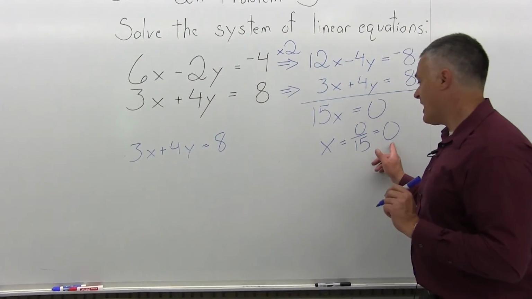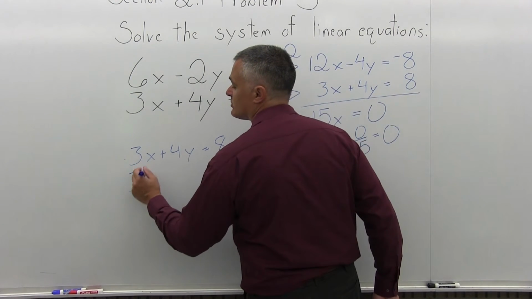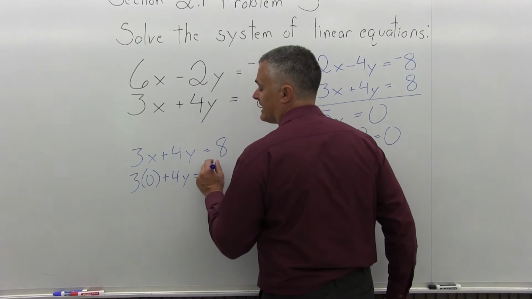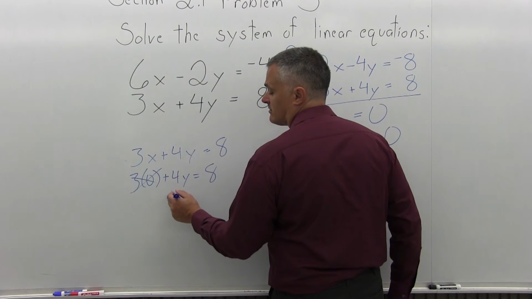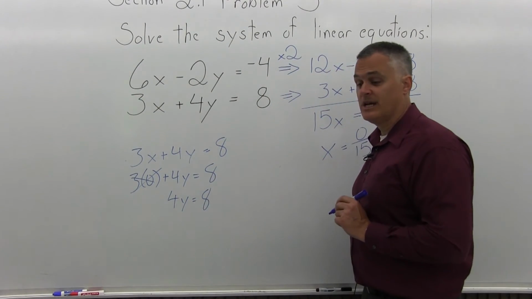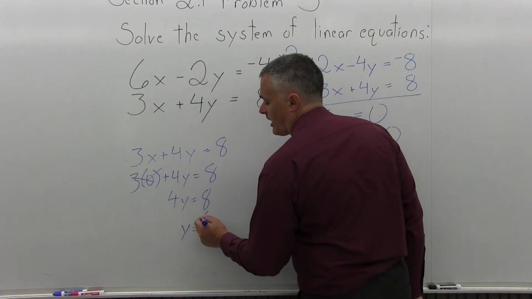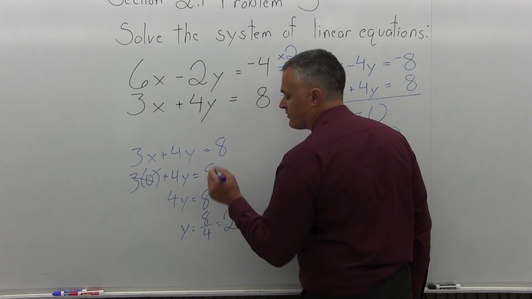My answer for x from step 3 was 0. So 3x becomes 3 times 0 plus 4y equals 8. The 3 times 0 basically just goes away. Becomes 0, leaving me with 4y equals 8. Divide out the 4, and I'm going to have y equals 2. I get 8 divided by 4, which does reduce to 2.